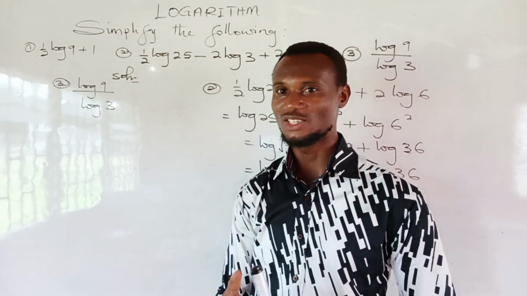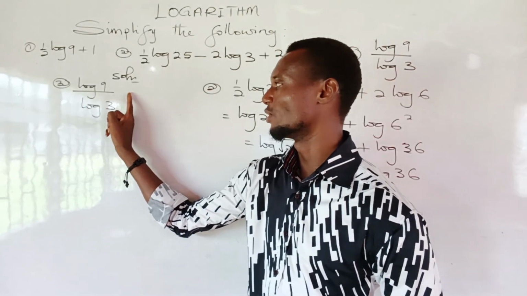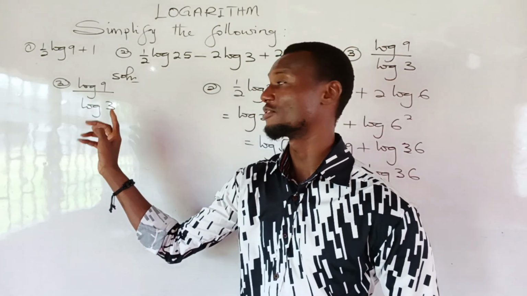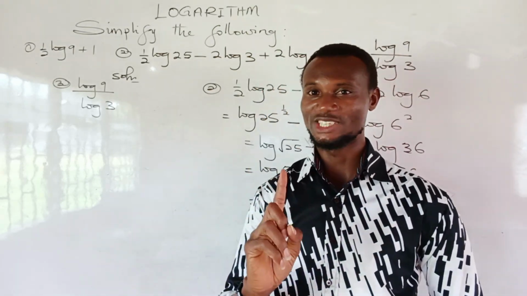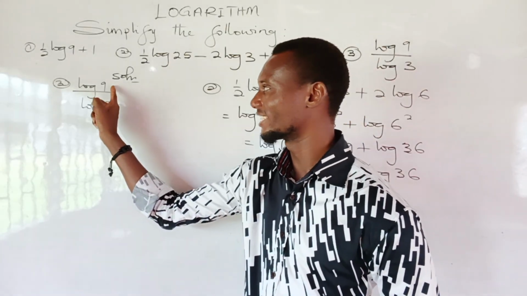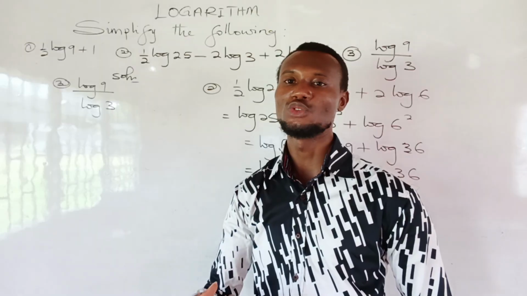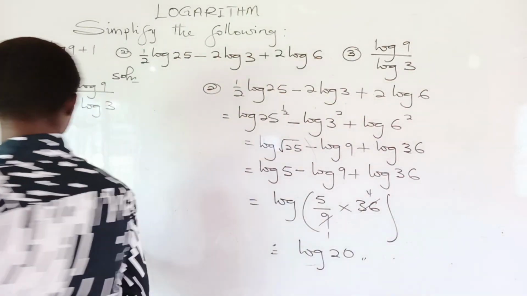Please take note that you cannot just come and cancel away. You cannot use log 3 to cancel this log 9 away and say your answer is 3. No, we don't do it that way. We don't do the simplification of log that way. Very important. So we need to change this 9 to an exponent form, which is going to be 3 to the power 2. Okay, so let's proceed and do that.